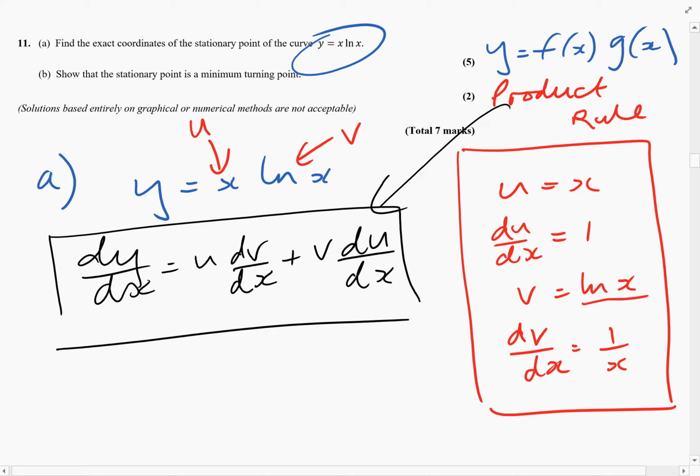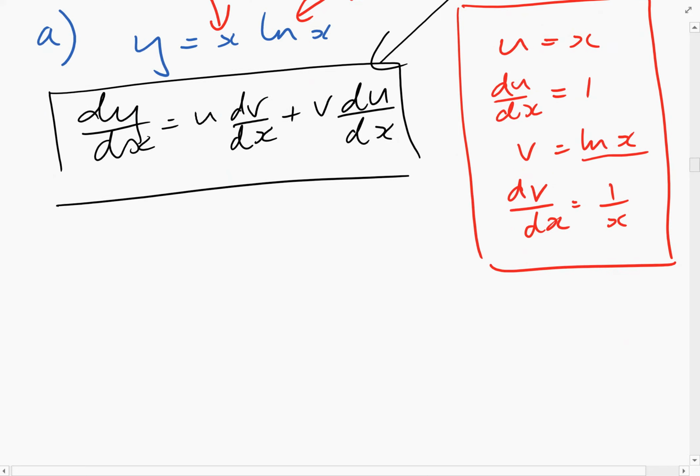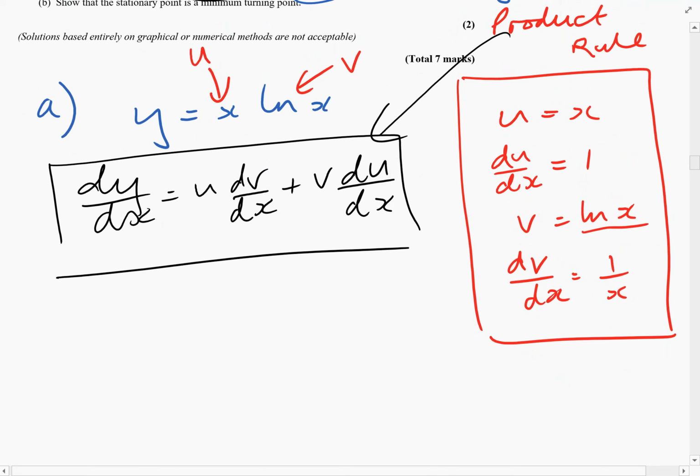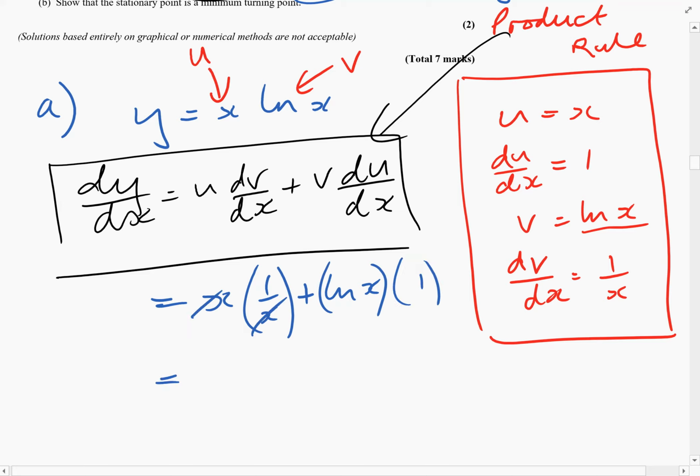Okay, so let's just put in our values in the box on the right hand side into there. By the way, the reason we're differentiating is because it says stationary point there. So whenever you have a stationary point question, you're going to differentiate and put it equal to zero and find the x values. So let's carry on with the product rule then. u is x, dv by dx is 1 over x, v is ln x, and du by dx is 1. So the x's are going to cancel, giving us 1 plus ln x. So that is dy by dx.